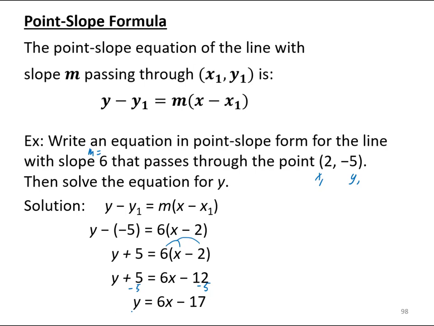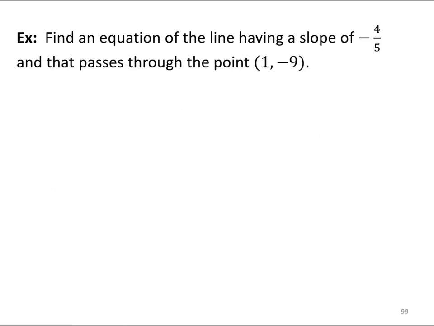Let's follow that same process in our next example. Find an equation of the line having a slope of negative 4/5 and that passes through the point (1, -9). Now this means we have our slope m equals negative 4/5, x1 equals 1, and y1 equals negative 9, from the ordered pair we're given and the slope that's stated there.